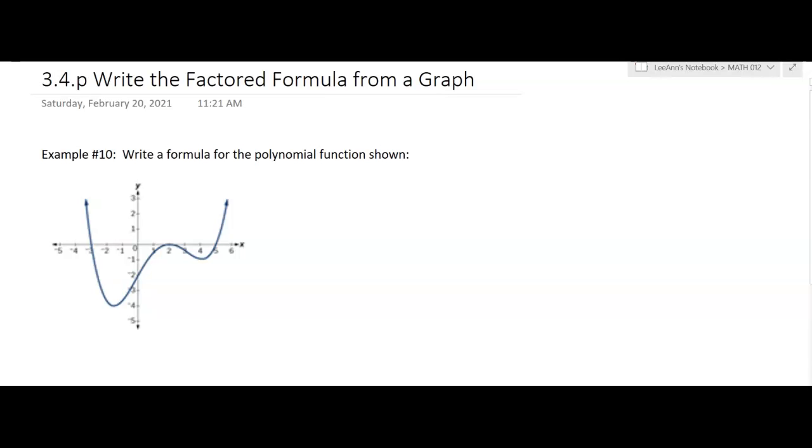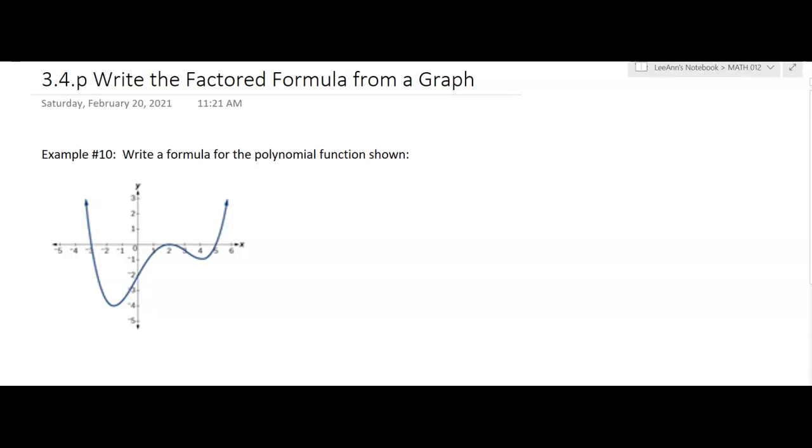Okay, so they're going to give us a graph, and we're to write the formula for the polynomial function, and we're going to write it in a factored form. So if you're thinking, oh, I'm going to have to multiply all these binomials out, no, because we're going to write it in a factored form. Okay, that'll be easier for us. So they give us this picture, this graph, write a formula for the polynomial function shown.